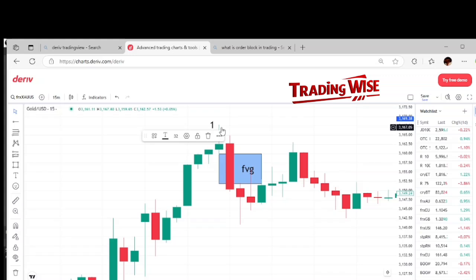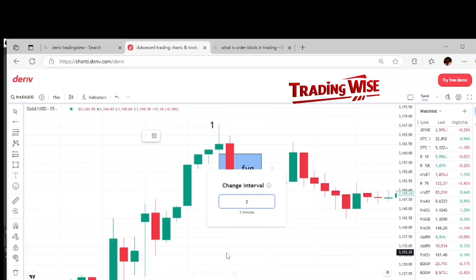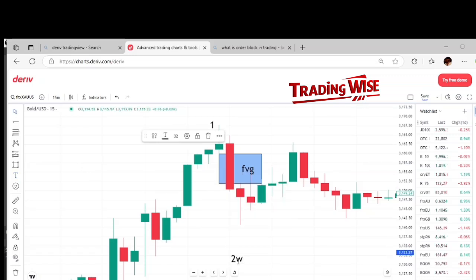Okay, and number two, it should have a fair value gap. I'm talking about order block now. It should have a fair value gap. Like we see here, this is number two. It has a fair value gap inside. You understand? So this is two. It has a fair value gap. So now with this, we have validated this order block. This is a valid order block.